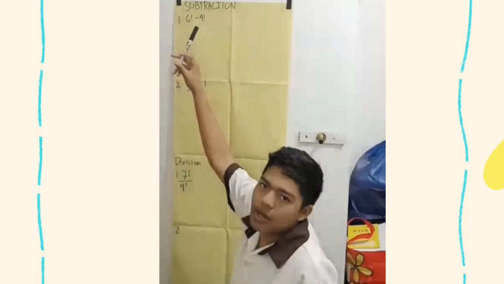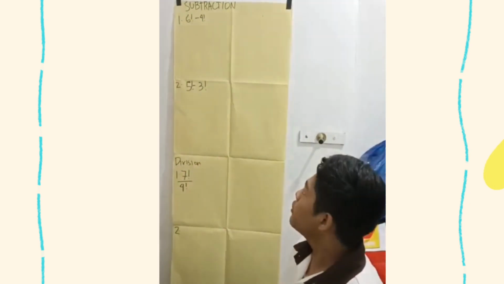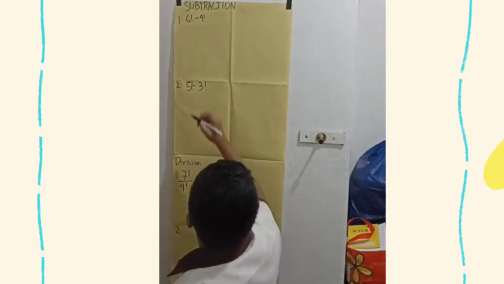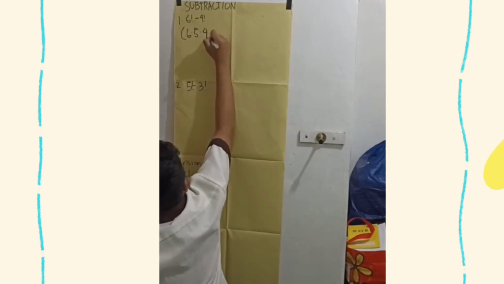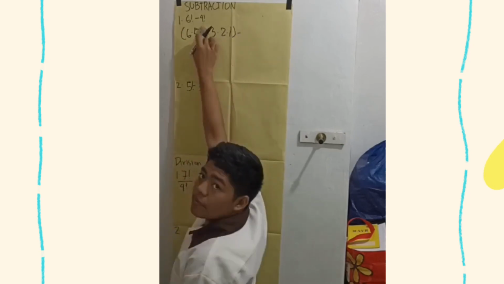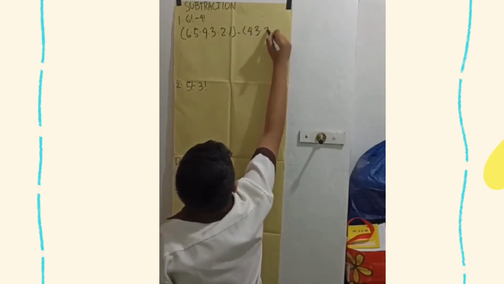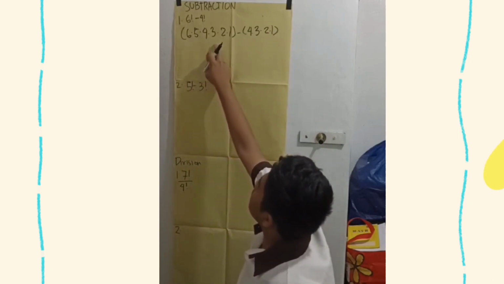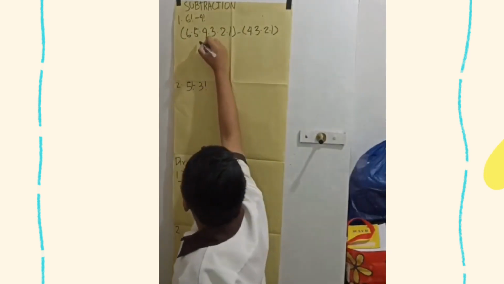Ano nga ba yung una natin gagawin dito para masubtract tong dalawa? First, kailangan natin i-expand tong 6 factorial tsaka 4 factorial. 6 times 5 times 4 times 3 times 2 times 1 minus 4 factorial, expand mo lang din, 4 times 3 times 2 times 1. Ano nga ba yung sagot sa 6 factorial? Ang sagot dyan is 720.